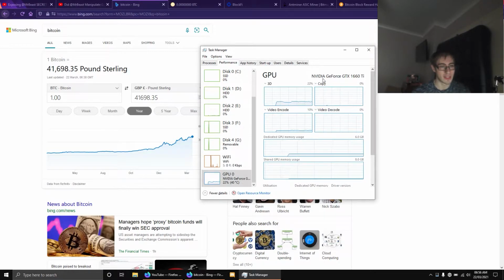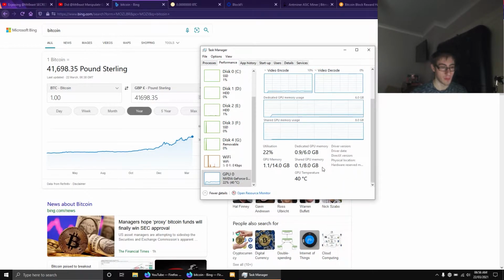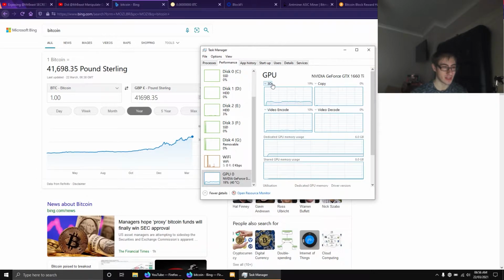I've got a GeForce 1660 Ti. That's a pretty good card for mining. Oh, excuse me. Yeah, it's a pretty good card for mining, and it's surprisingly profitable for the amount that you pay for. A lot of people actually buy graphics cards and mine Bitcoin just to make their investment back on their card, which is actually pretty smart. So yeah, this is a graphics card.